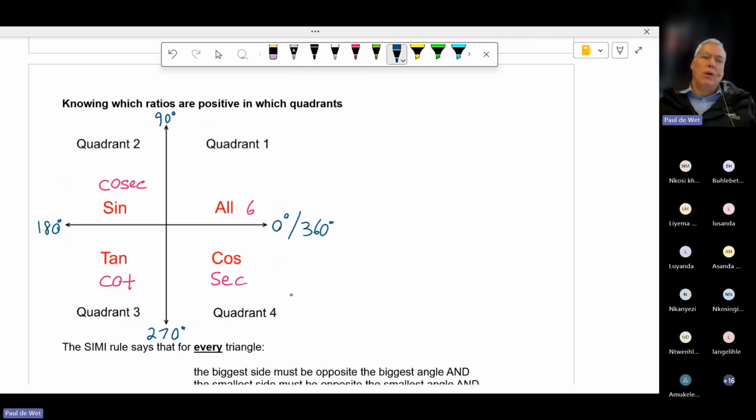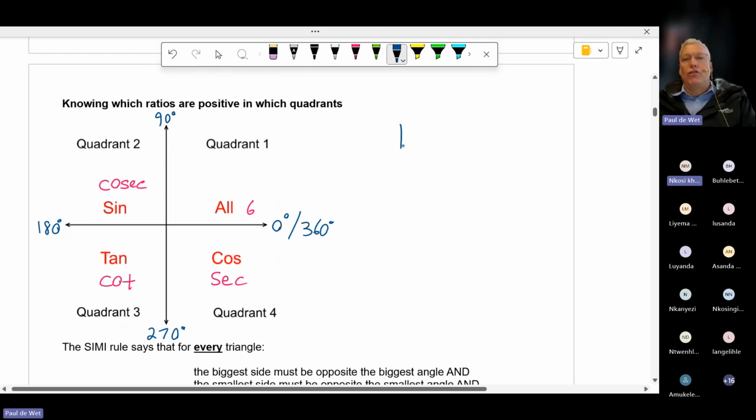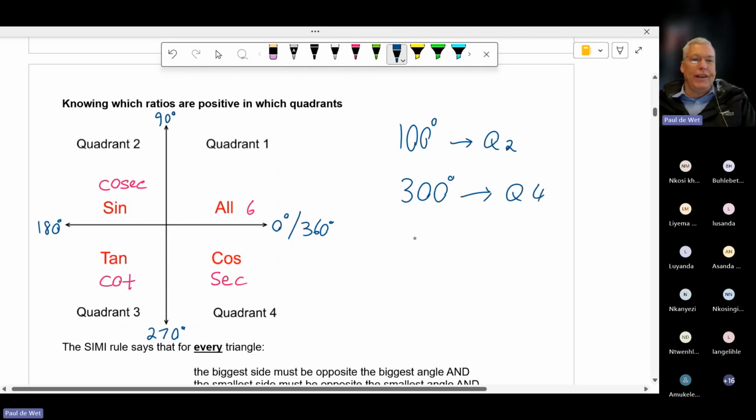Okay, so when I say 100 degrees, which quadrant am I in? 100 degrees, I'm in quadrant 2. Okay. And if I say to you 300 degrees, which quadrant am I in? Guys, I'm in quadrant 4. Okay, and if I say to you 200 degrees, which quadrant am I in? Quadrant 3. Okay, right.